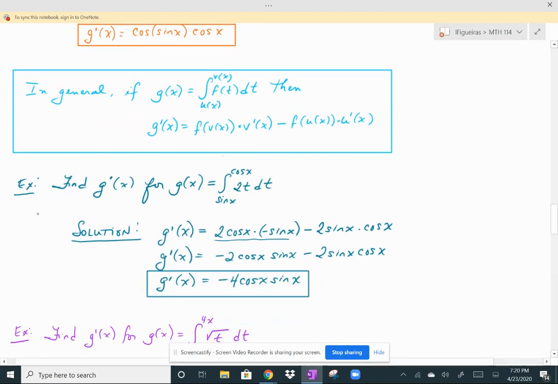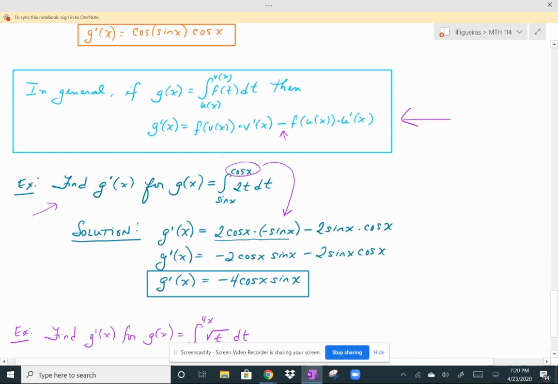So I want to find g prime of x for g of x equal to the integral of 2t dt from sine of x to cosine of x. So again, we're just following this rule right here. So that's going to be 2 cosine of x, because first you input the upper limit, times the derivative of the upper limit. What's the derivative of cosine? Negative sine. Then it's minus, right?